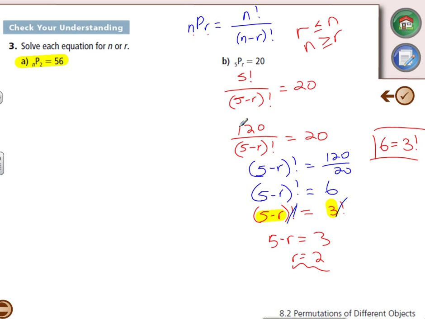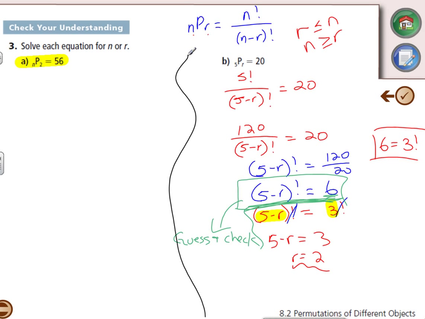But you know what? In most questions, you're not even going to see that. You're not going to notice that 6 was 3 factorial. So from this point here, we're going to do guess and check. Plug in your values for r. Which one gives you 6 at the end? And you only have to try 5, 4, 3, 2, 1, 0. When you get the right answer, you can stop.